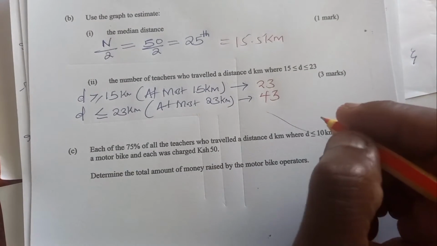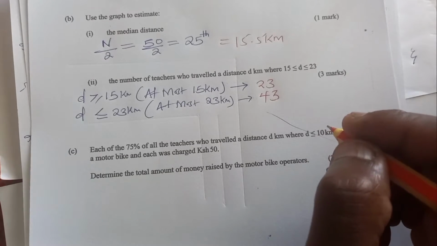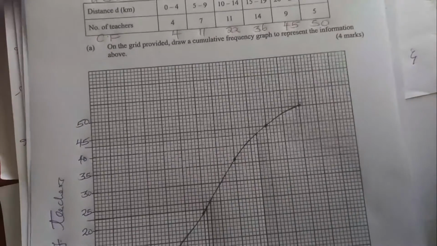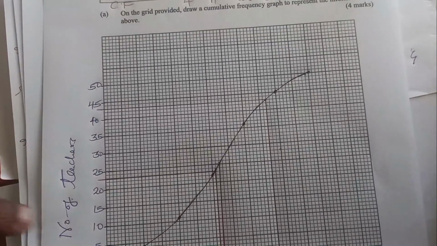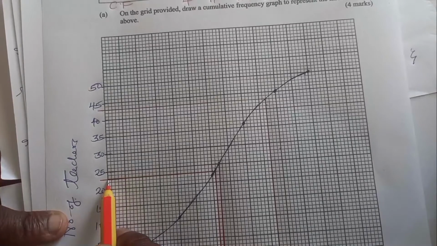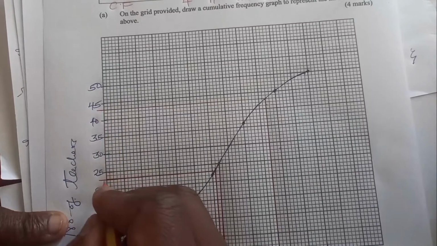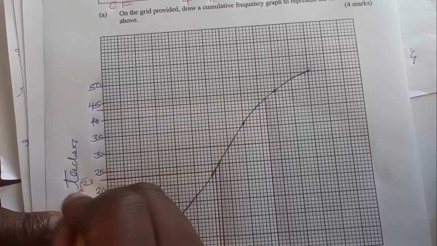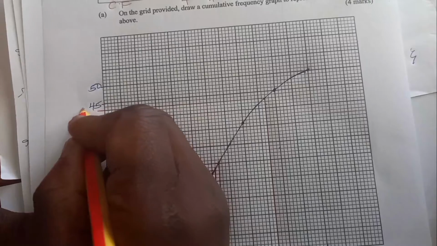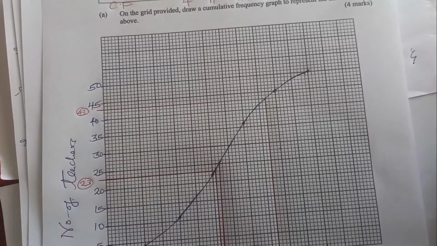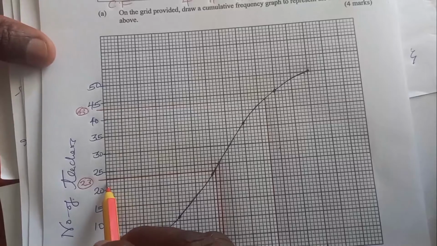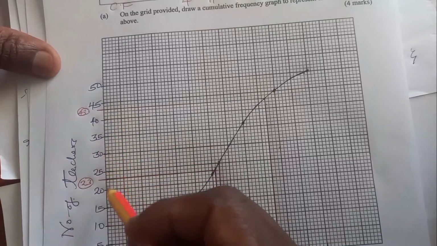So now after getting these, what you need to relate is the number of teachers who traveled between this distance. So what you're going to count is the number of teachers from the 23rd teacher to the 43rd. So how many teachers are in between here?